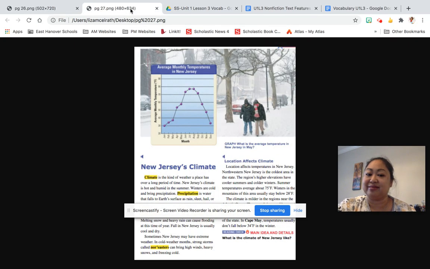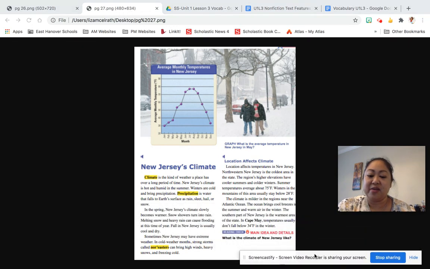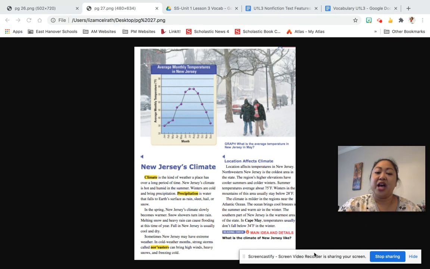Okay, page 27. Okay, just move this out of the way. Perfect. Okay, New Jersey's climate.